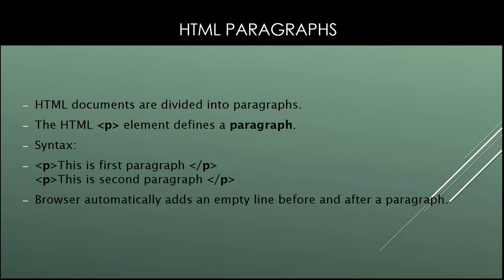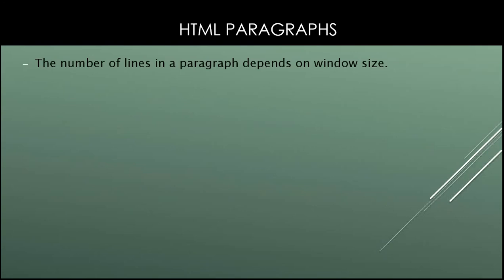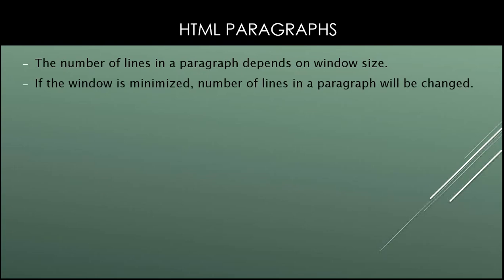Generally, when we write paragraphs in an HTML document, the browser automatically adds one empty line before and after each paragraph. For headings, the browser automatically adds some empty margin, but for paragraphs, it automatically adds empty lines. And the number of lines in a paragraph, when you show the text on a web page, depends on the window size. After showing the text on the web page, if you minimize the window, then the number of lines will automatically change according to the size of the window.